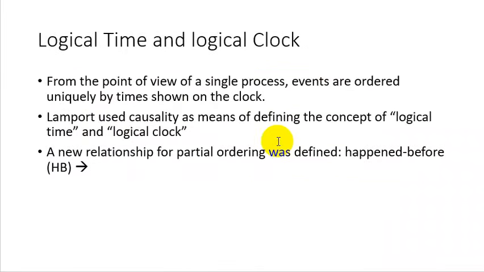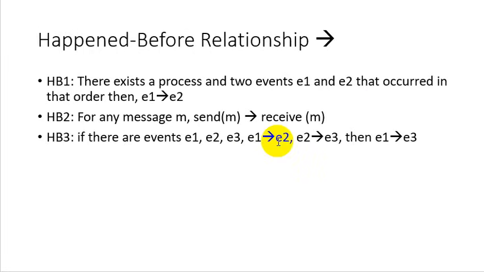So logical time and logical clocks. In distributed systems, physical clocks are not always enough. Lamport introduced the idea of logical time, where the order of events is determined based on causality rather than the actual clock values. Happened-before relationship. The happened-before relationship defines the logical ordering of events. Events within the same process follow execution order, sending a message happens before receiving it, and this relationship is transitive.